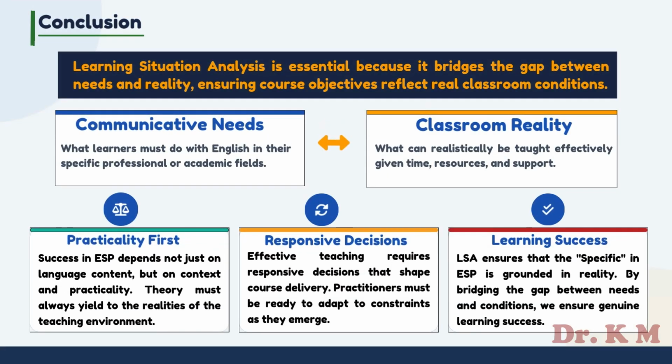Learning situation analysis is essential in English for specific purposes because it ensures that course objectives, content selection, and teaching strategies reflect the real conditions of the classroom. It bridges the gap between learners' communicative needs and what can realistically be taught effectively, considering time, resources, and available support. By taking into account environmental factors and constraints, teachers can anticipate challenges, make timely adjustments, and select suitable materials and activities. As a result, ESP courses remain academically sound, practical, inclusive, and sustainable for long-term implementation.